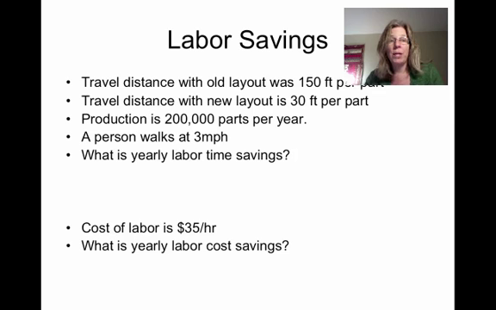For instance, if we look at this, the travel distance of an old layout is 150 feet per part, and the travel distance of the new layout is 30 feet per part. The production is 20,000 parts per year, and a person walks 3 miles per hour. What is the yearly labor savings?